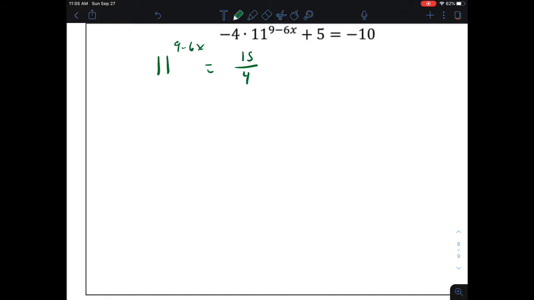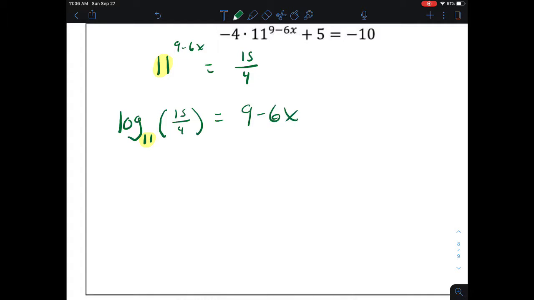To keep going from here, we want to take a log with an appropriate base. You could take the ln of both sides and then go to work, but I want to use a much cleaner way, which would be to use a log base 11. Why did I pick 11? Because that's the base that has the exponent in it that I want to solve for. So log base 11 of 15 over 4 is equal to the exponent, which is 9 minus 6x. And then we would go solve from there.